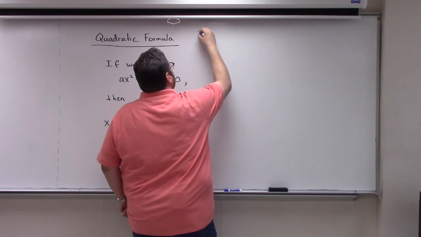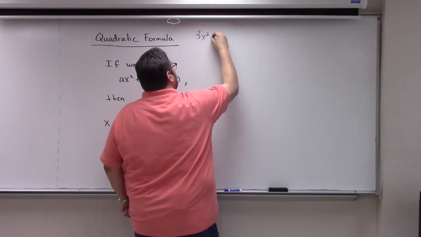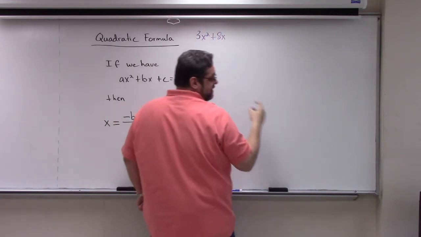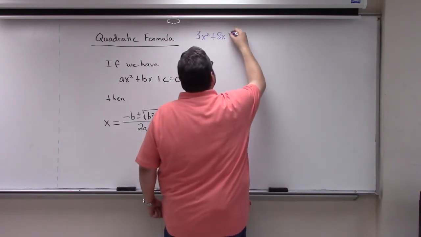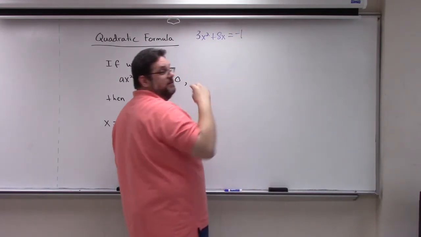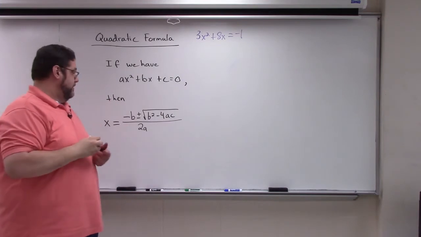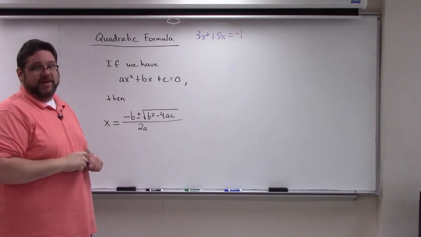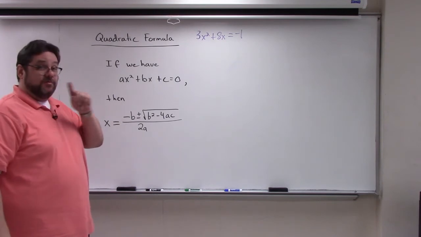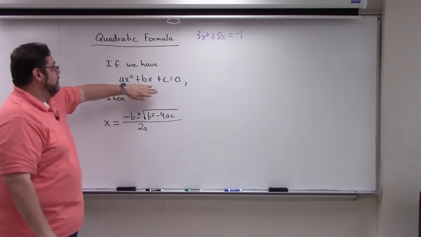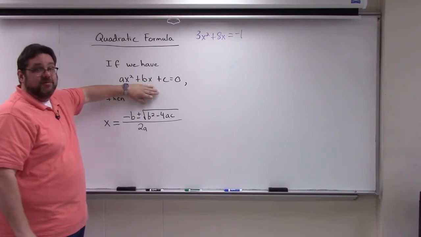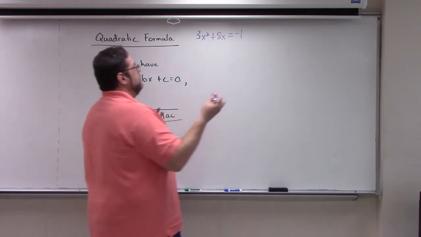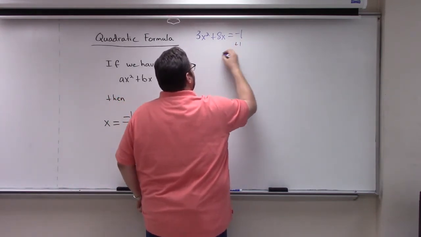3x squared plus 8x equals -1. All right. This one is not ready, because remember, to use the quadratic formula, we need it to be like this. We need everything on one side. So just the very first thing I'm going to do is add 1.